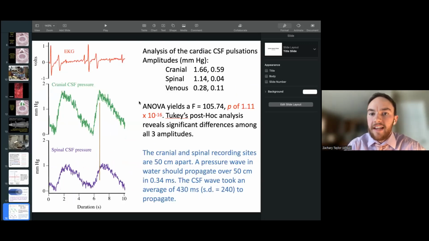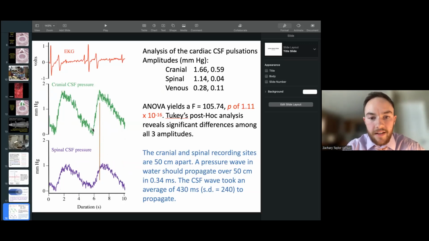So now let's analyze the cardiac CSF pulsations. So here's our EKG, and then there's our cranial pressure. As you can see, looking at this line, I have the line put through the peak pressure of the cranial. And as you can see, it's not at the peak pressure of the spinal CSF. And that's exactly due to what I just explained, with the fact that there's just a delay, because it has to get through that resistance in order for it to peak around the same time.